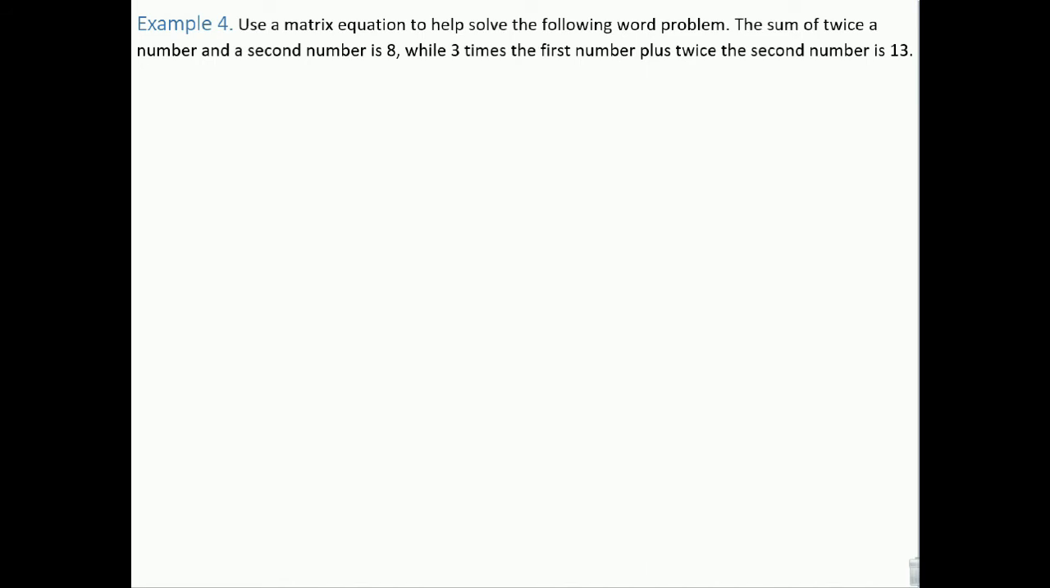Example 4 says use a matrix equation to help solve the following word problem. The sum of twice a number and a second number is 8, while 3 times the first number plus twice the second number is 13. So we just have a simple kind of number theory question here. The sum of twice a number, so 2 times a number, and a second number, so let's just call it y, is 8, while 3 times the first number plus twice the second number is equal to 13.